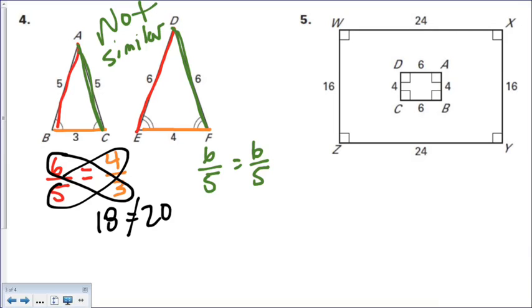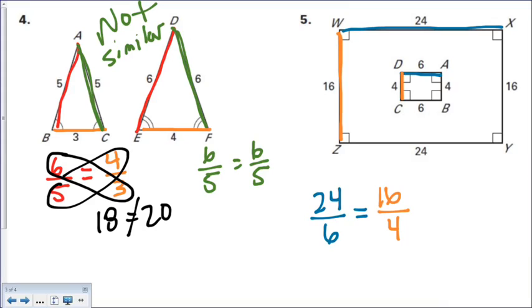But let's take a look at the rectangles here. For the rectangles, this side, WX, is 24, and the small rectangle, DA, is 6. Let's see if this side here, WZ, 16, is the same ratio as this side here, DC. We can cross multiply to figure it out, but let's take a look at the fractions. 24 over 6, doesn't that equal 4? And 16 divided by 4, doesn't that equal 4? 4 equals 4, right? Cha-ching, these are similar sides.